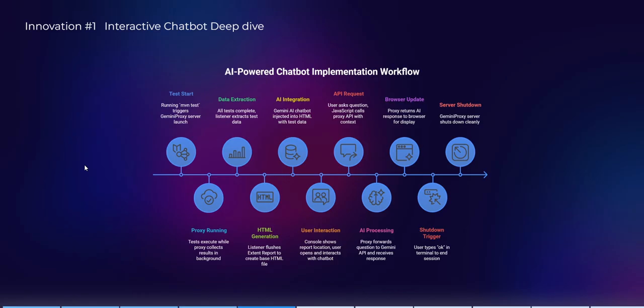Once the report is opened, the user can interact with the chatbot like they would with a real assistant. When a question is asked, JavaScript sends that question to the local proxy, which forwards it to the Gemini AI. The AI processes the request and returns the response, which flows back through the proxy and shows up instantly inside the chat window. After the user finishes reviewing the report, they simply type OK in the terminal, and the proxy shuts down cleanly, which ends the session.